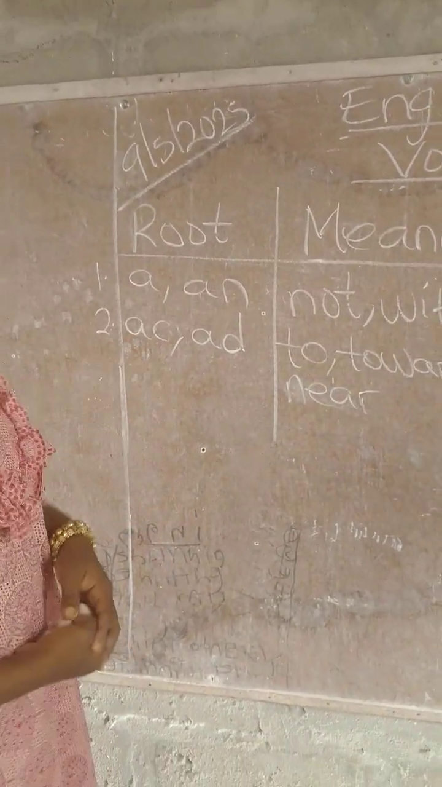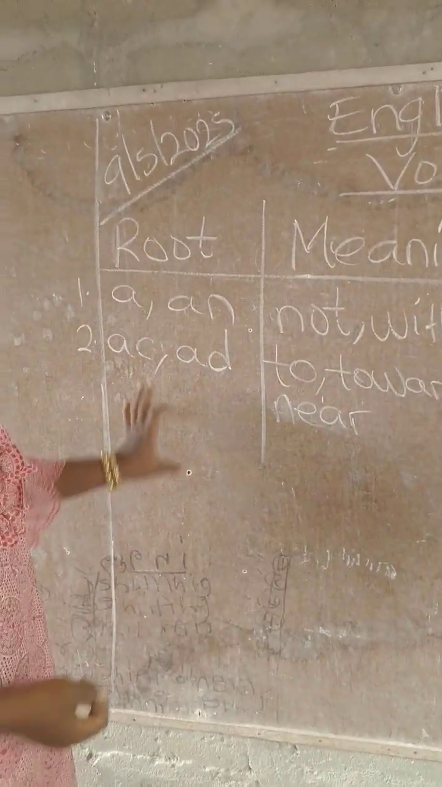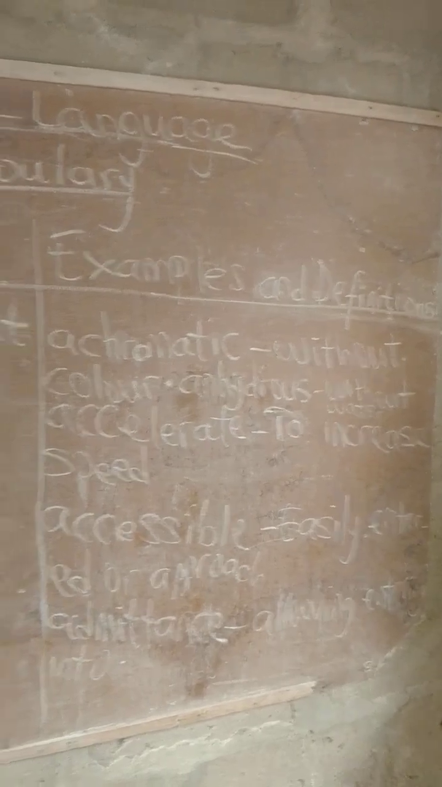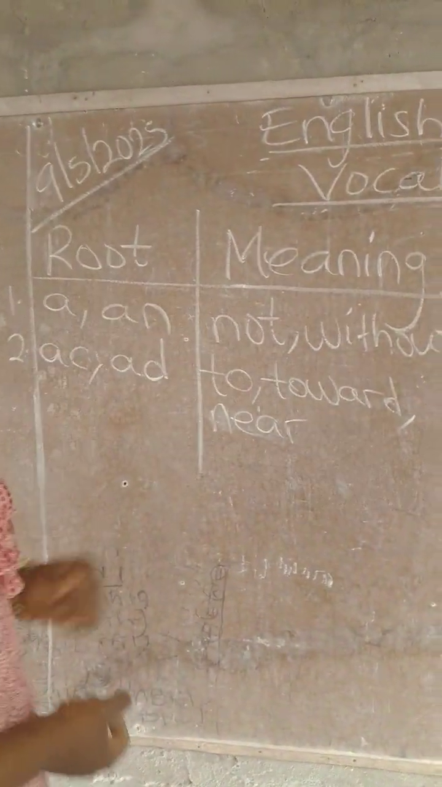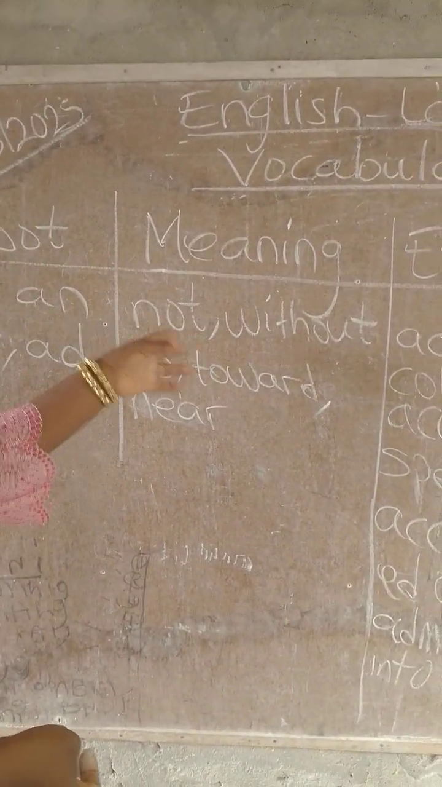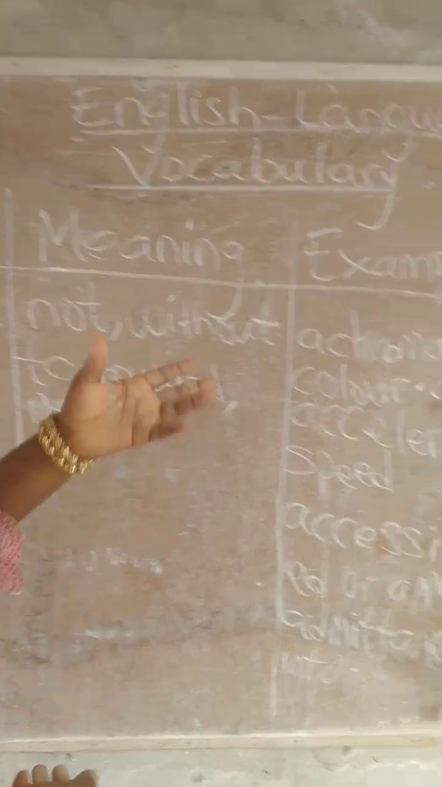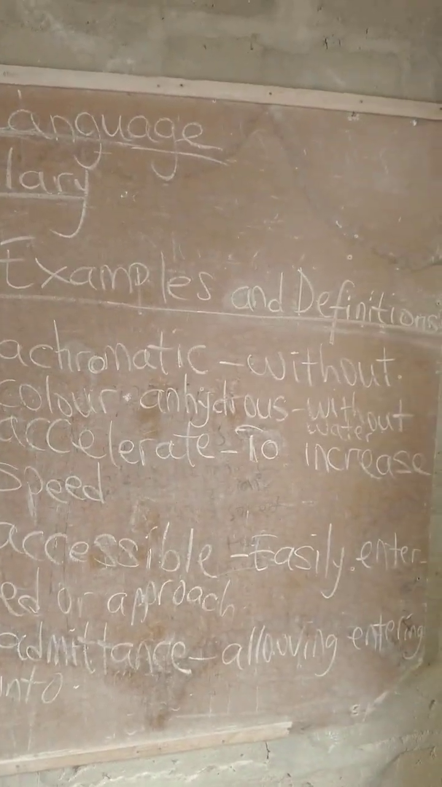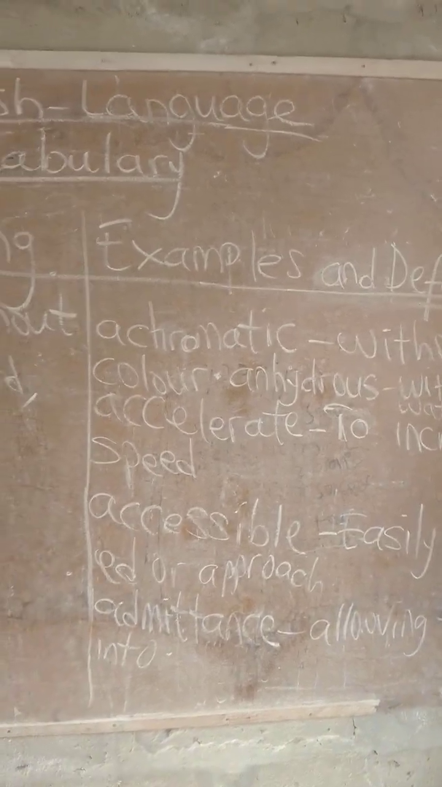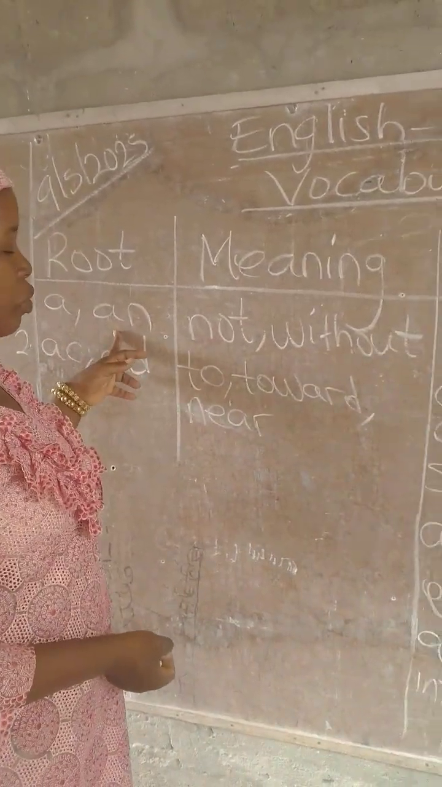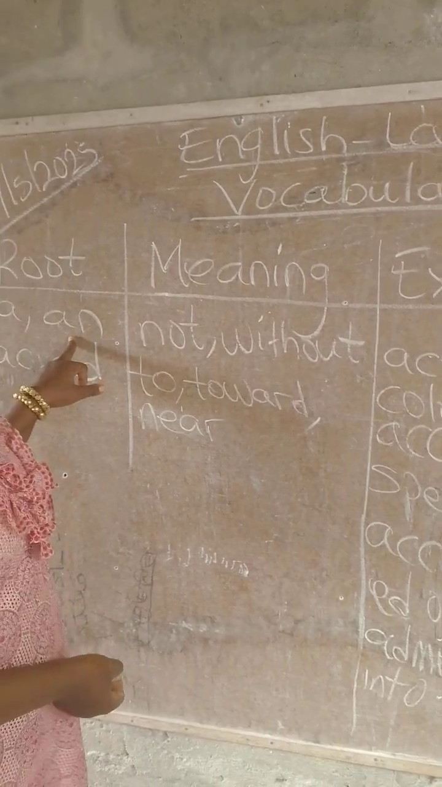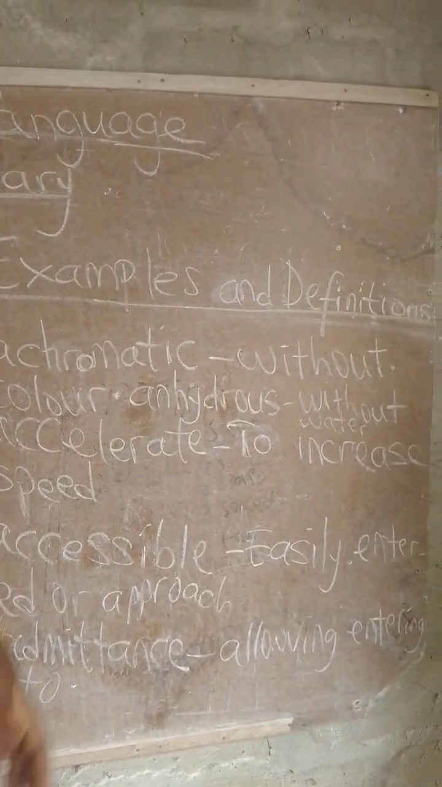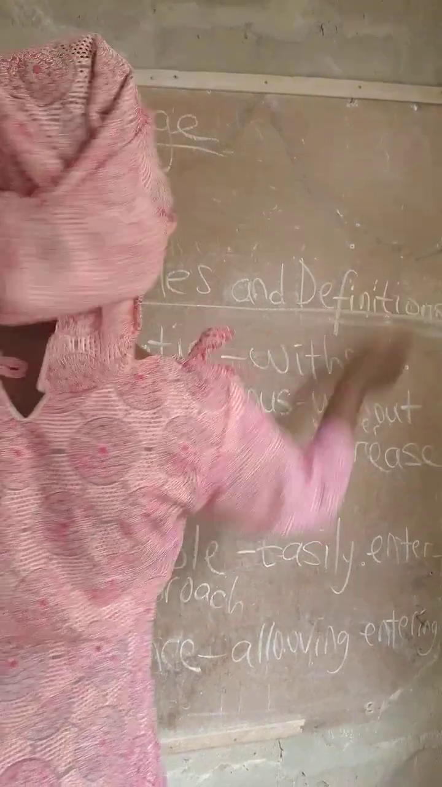Let me just explain this first. Look at the root words. This is the root, the meaning, examples, and definitions. Like a is a root word. The meaning is not or without. The examples are achromatic, which begins with letter A, meaning without color. Then another example begins with letters A-N, which is anhydrous. Anhydrous means what? Without water.